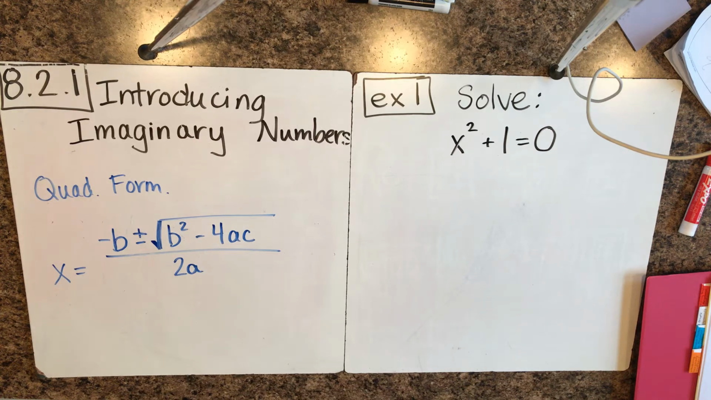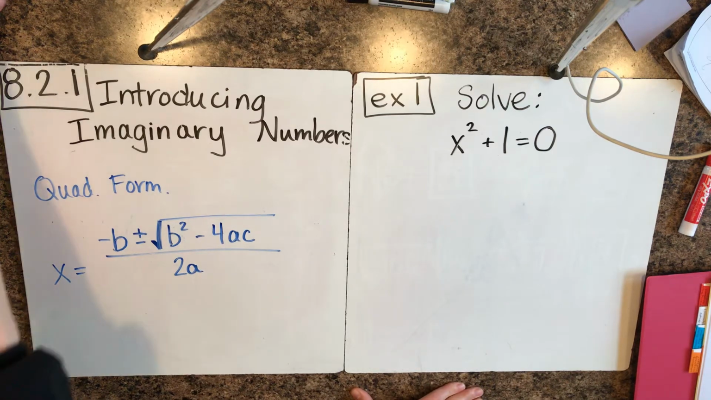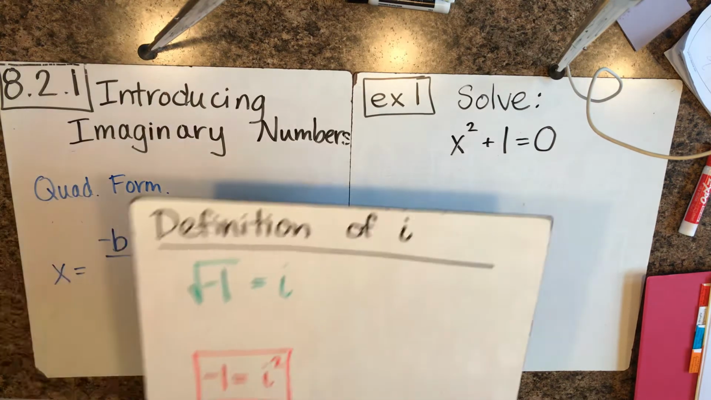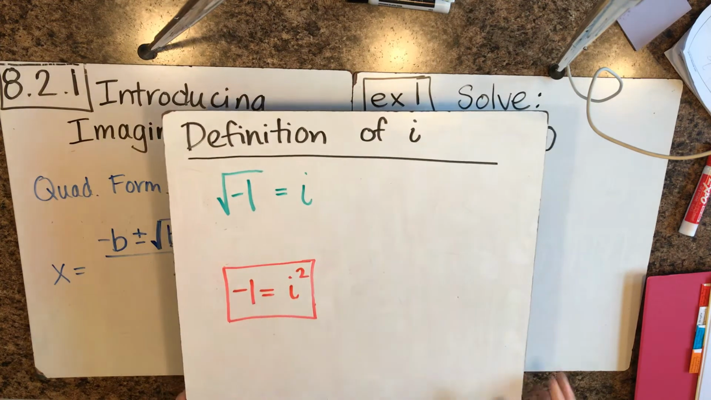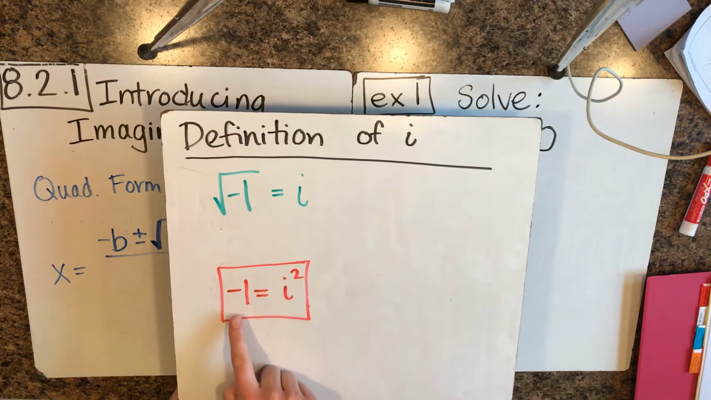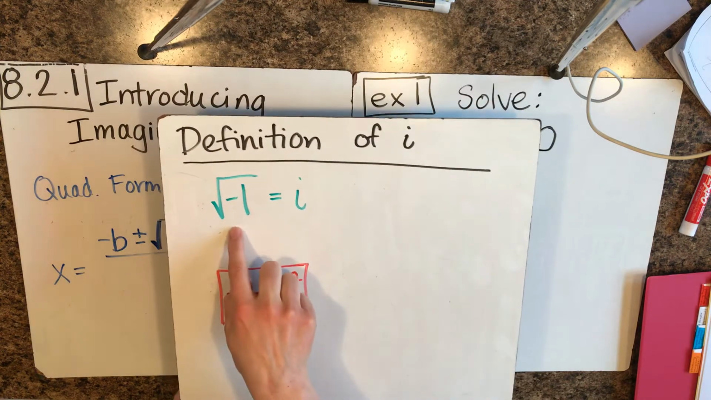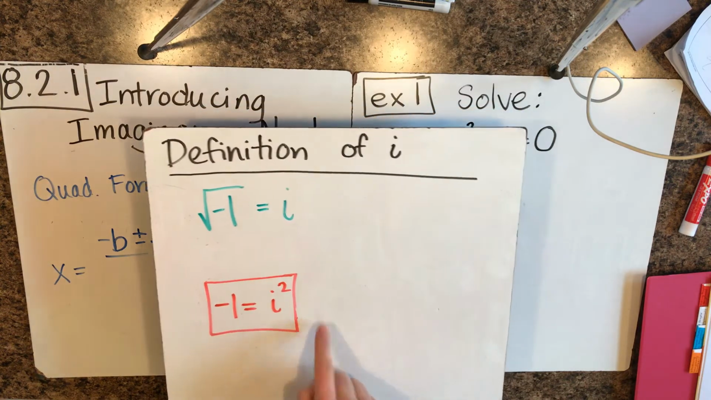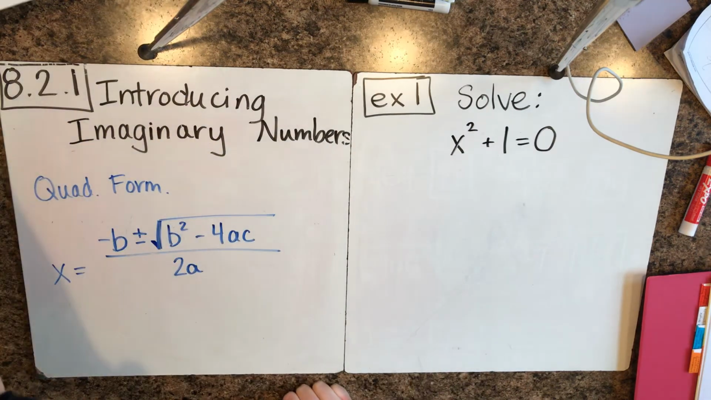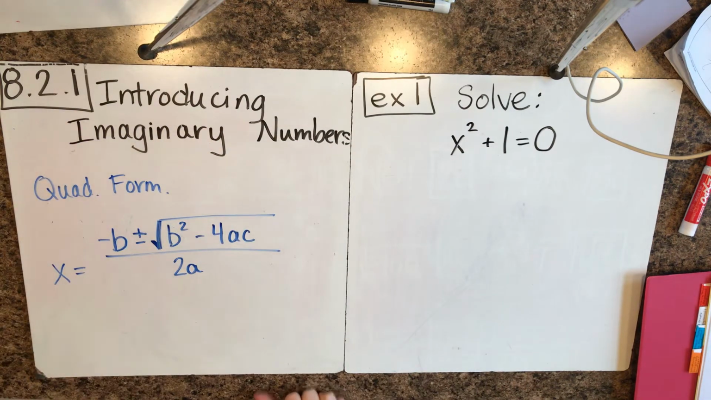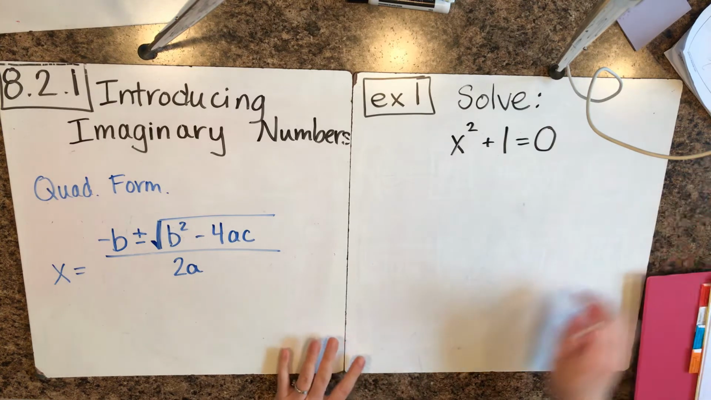Okay, this is day 2 of lesson 821, introducing imaginary numbers. Yesterday we learned what an imaginary number was. We learned the definition was the square root of -1, and we also talked about the fact that -1 is equal to i squared. So if you square both sides, you get -1 on the left, you get i squared on the right. And we learned how to simplify some expressions. Today we're going to solve some equations that are going to have some imaginary solutions, imaginary roots.